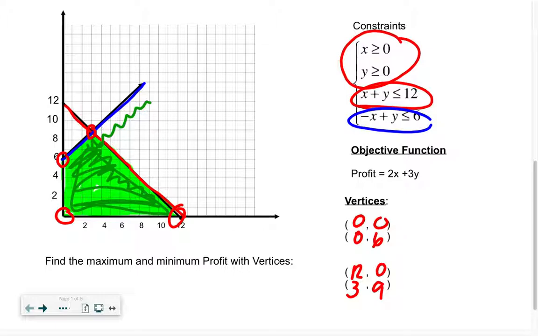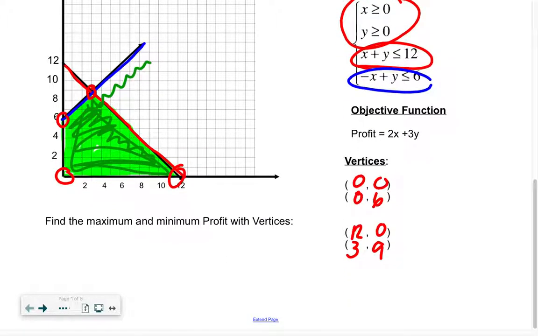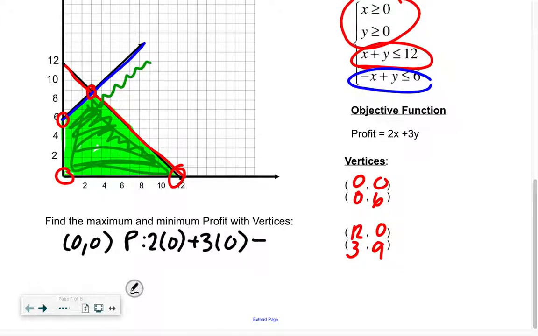Okay. So now all we have to do is put these 4 vertices into our profit function and see where profit is maximum and minimum. Okay? So we'll plug in 0, 0 first. If I plug in 0, 0 to my profit equation, I take 2 times 0 plus 3 times 0, which gives me a whopping $0.